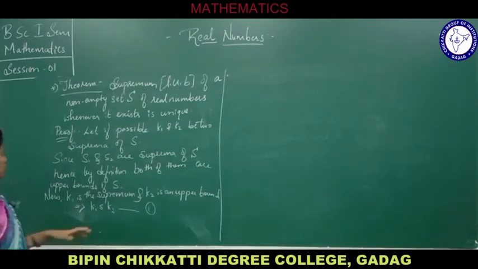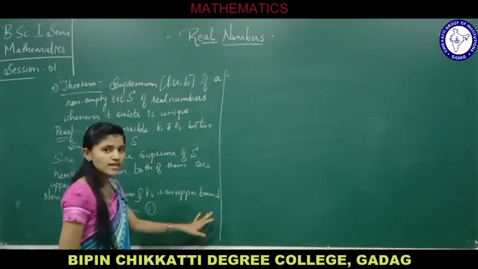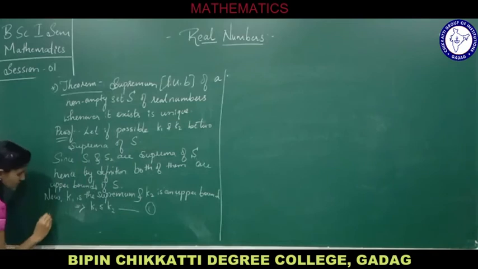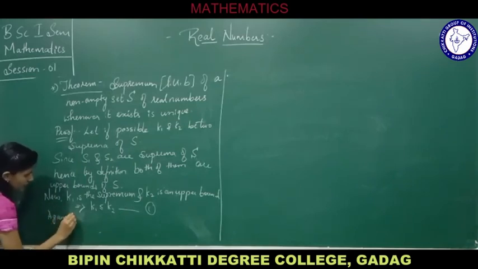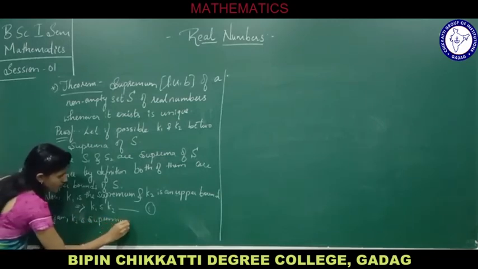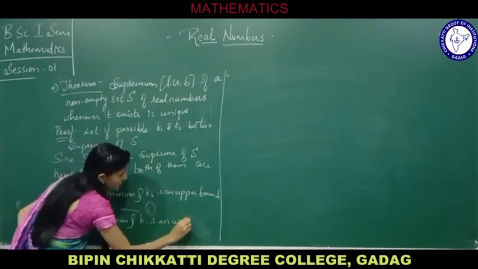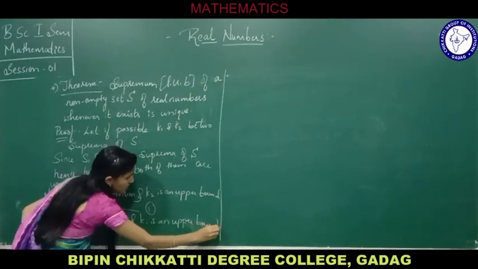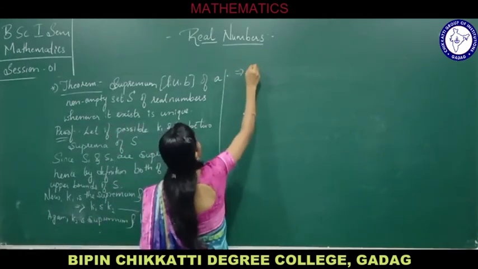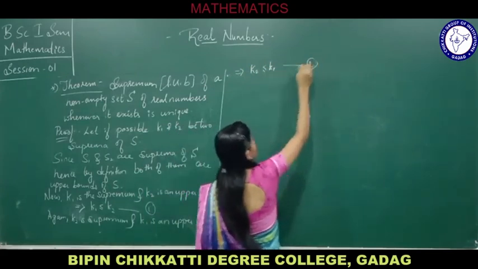What have we considered actually? We have considered K1 is the supremum and K2 is an upper bound. Then K1 should be less than or equal to K2. Again, we consider K2 as the supremum and K1 as an upper bound. Then this implies K2 is less than or equal to K1. Consider this as equation 2.